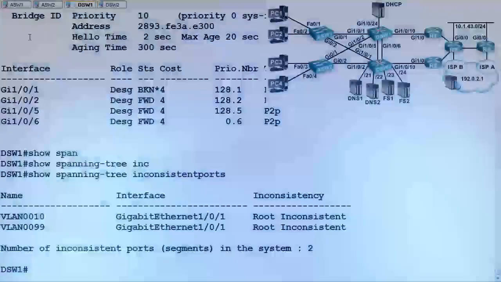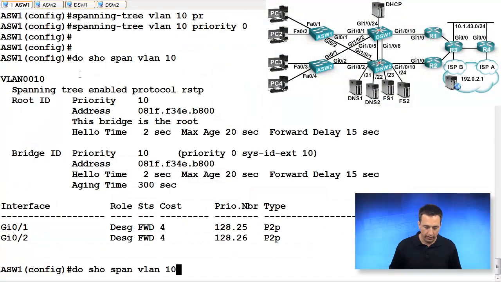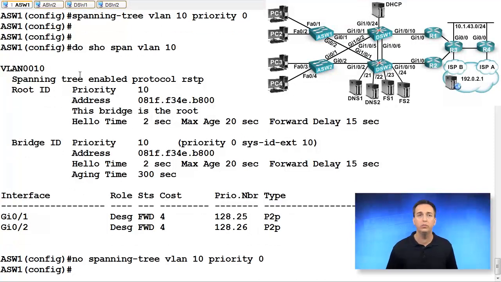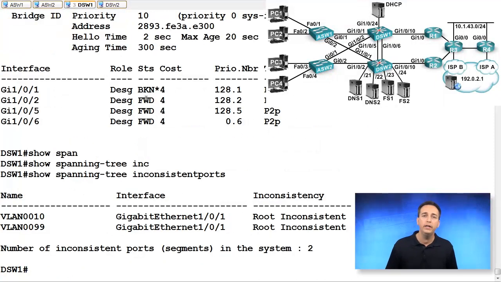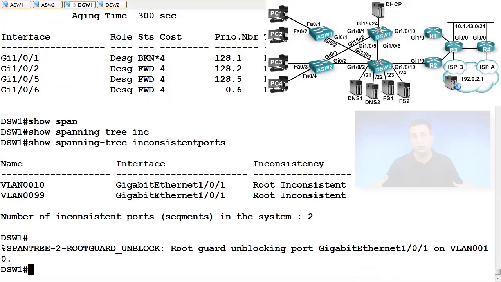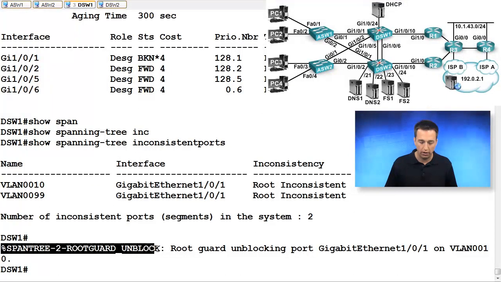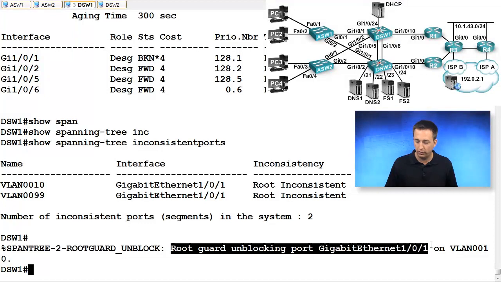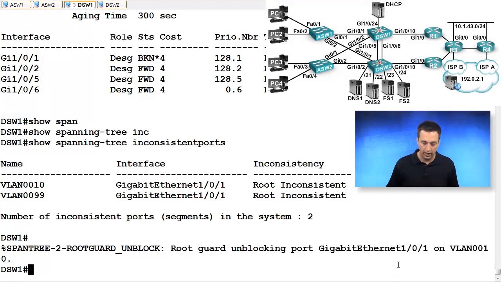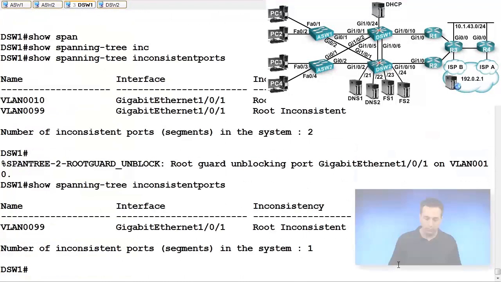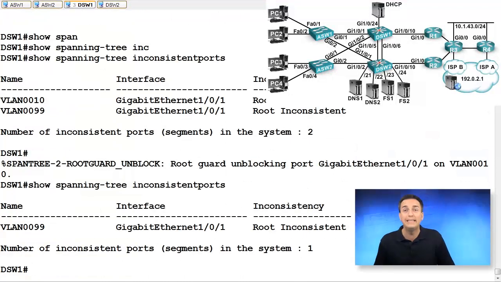Let's take a look at that. We go back to ASW1 and we can type in no spanning tree VLAN 10 priority 0 on ASW1. And if we go watch DSW1, we should see a syslog message here shortly that says it has recovered from the root inconsistent state. So there's the syslog message. It says spanning tree, a severity level of 2, root guard unblock. Root guard unblocked port gig 101 for VLAN 10. So now if we look at the inconsistent ports, it's no longer in the root inconsistent state.